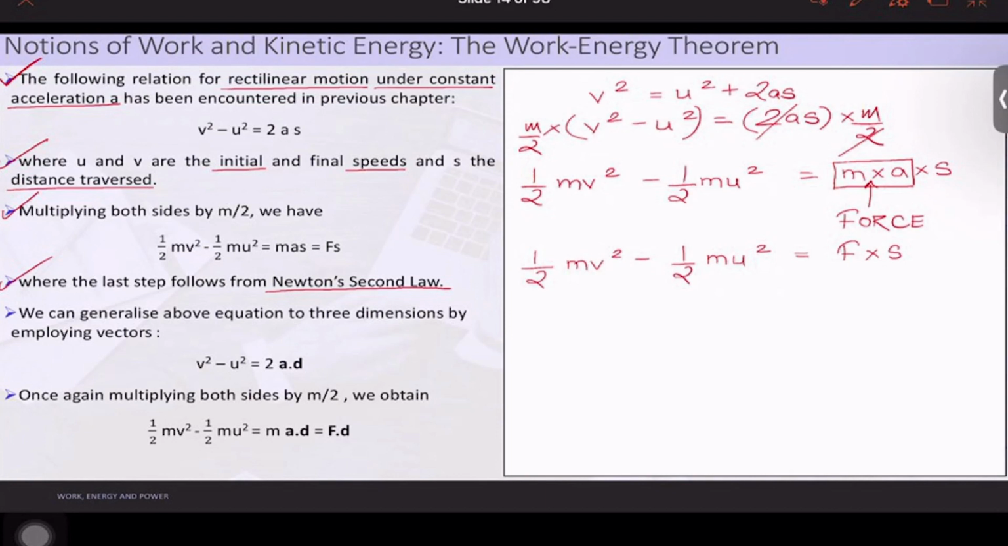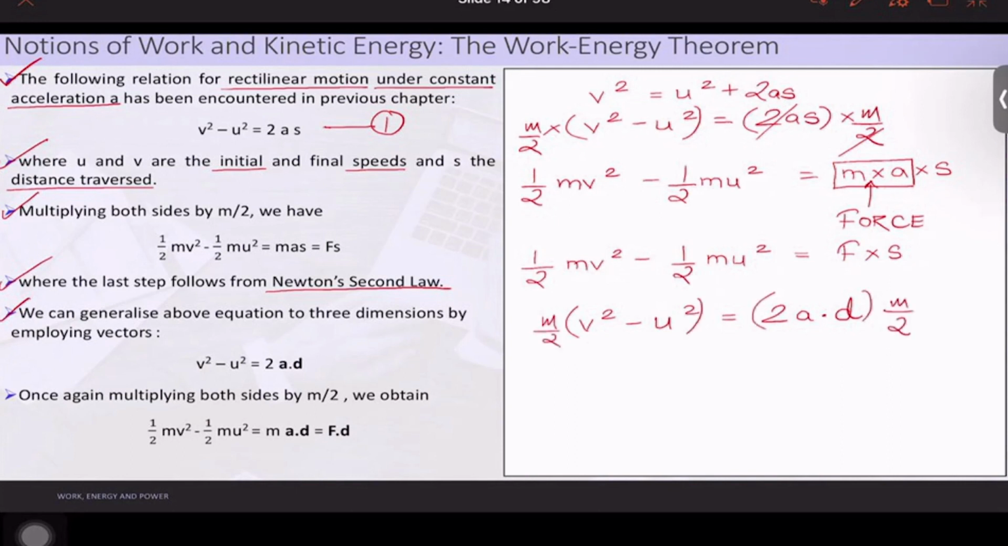That being said, now we can generalize the above equation to three dimensions by employing vectors. So now let us employ vectors here. If we employ vectors, this relation can be written as v square minus u square is equal to 2 into a dot d, where d is the displacement here. Fine. Let us multiply again with m by 2 on both sides.